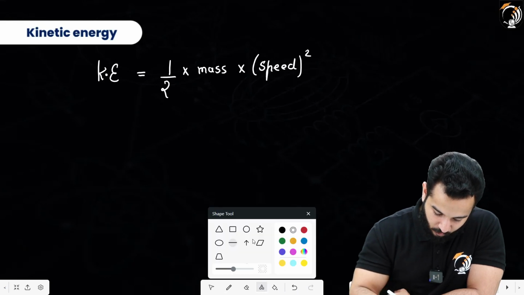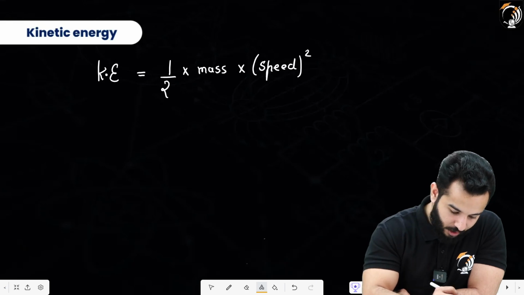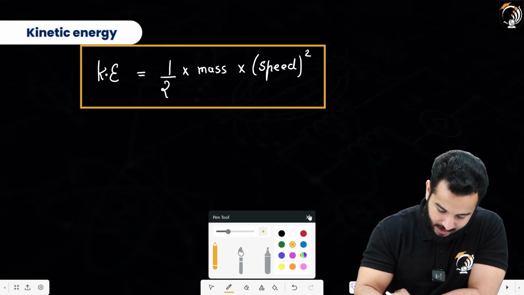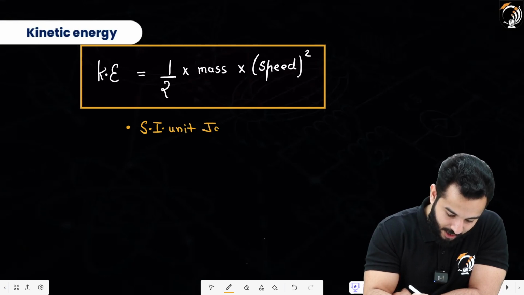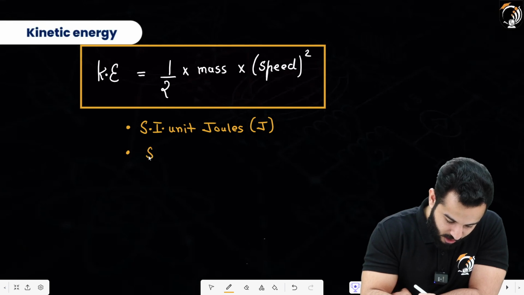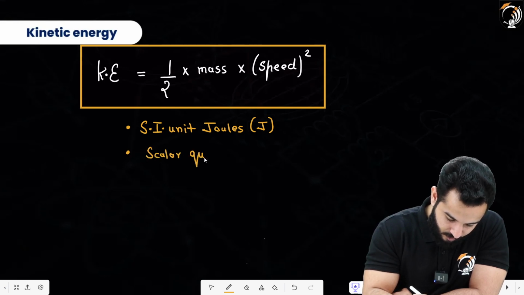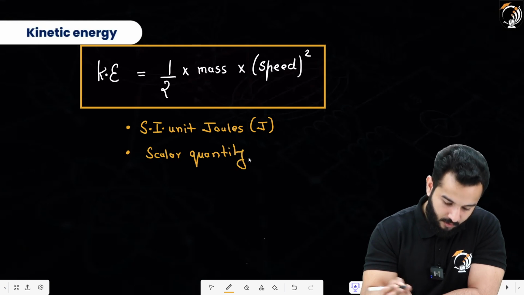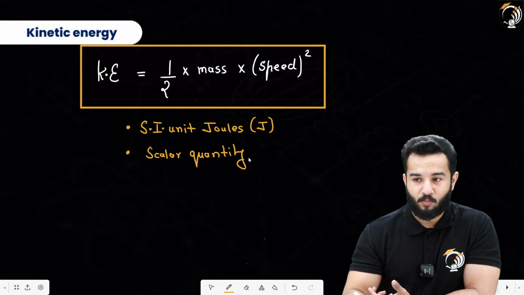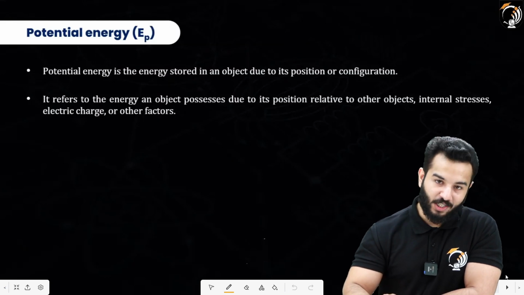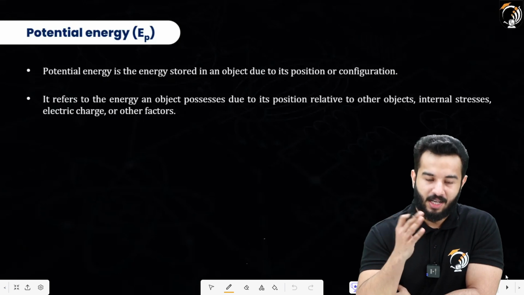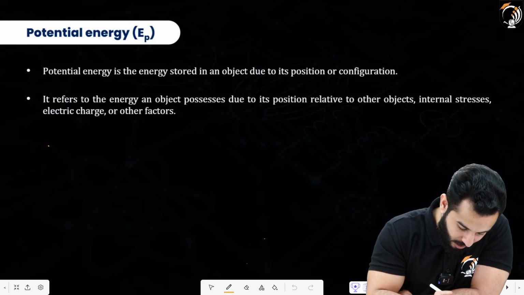That's it. So this is the formula, and other than this, you don't have to worry about its SI unit, because it is also going to be joules, like every other energy, denoted by capital J. It is also a scalar quantity, right? It is possessed by a body due to the motion of the object. We have already covered that. When we talk about potential energy, it is of different types. For example, we can talk about elastic potential energy.